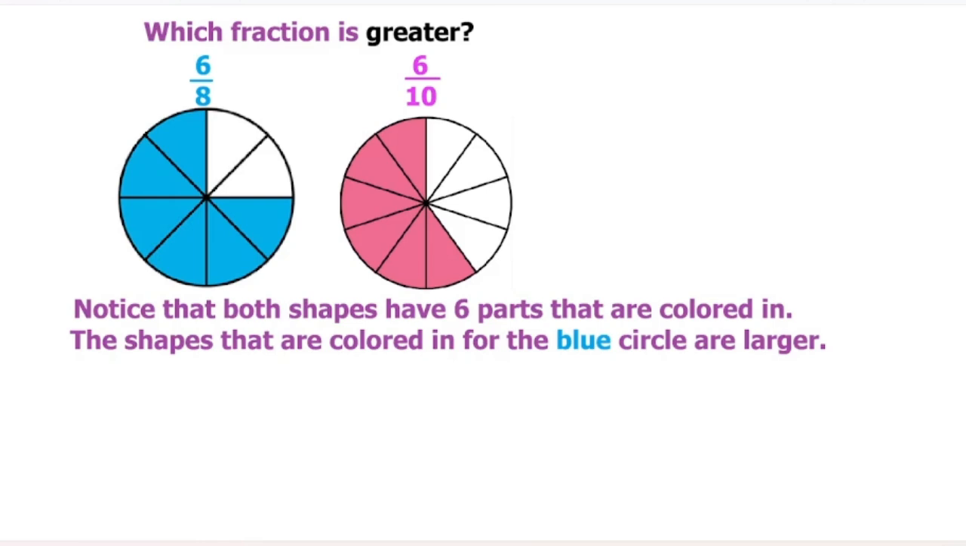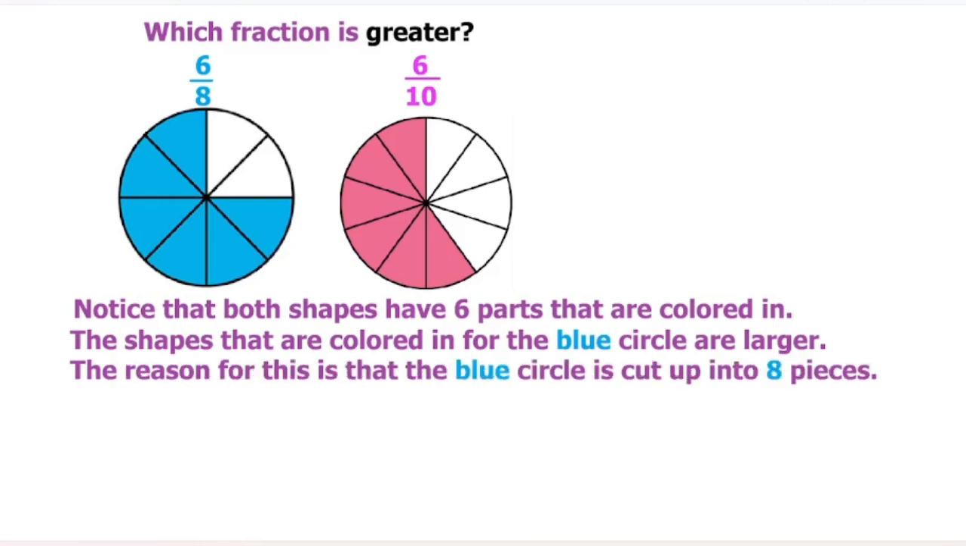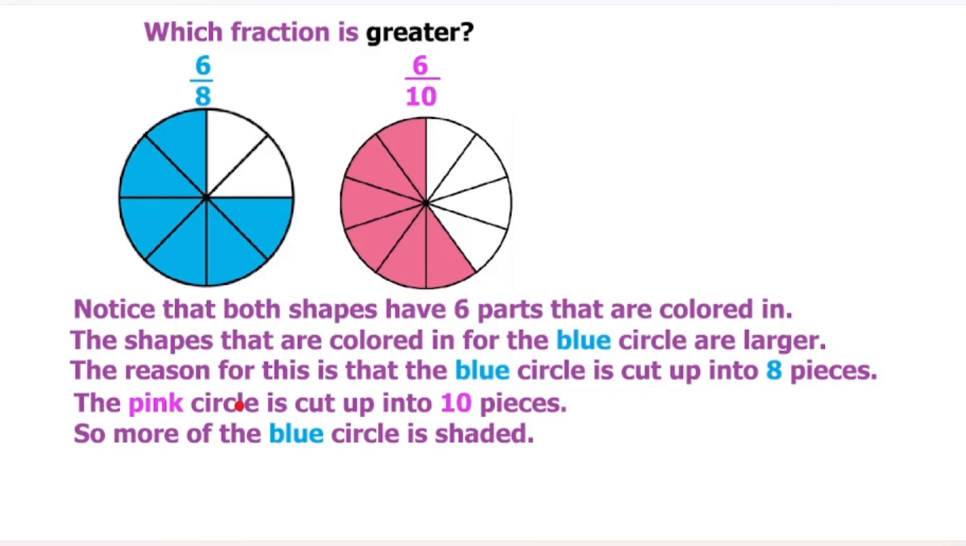And the reason for this is that the blue circle is cut up into 8 pieces only 8. And this is cut up into 10 pieces. The pink circle is cut up into 10 pieces. So more of the blue circle is shaded, and you could actually just see it with your eyes.